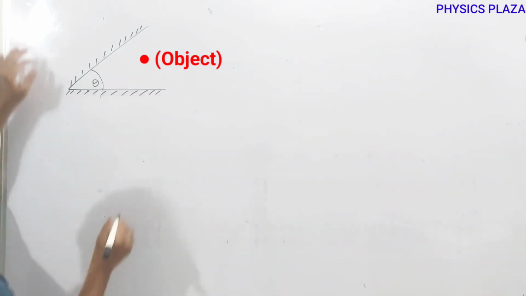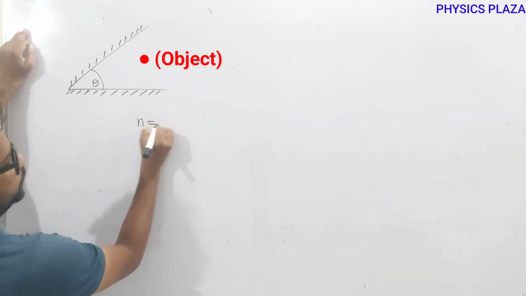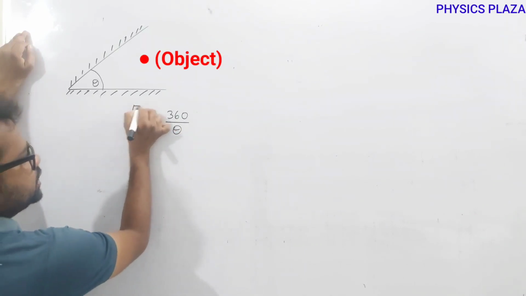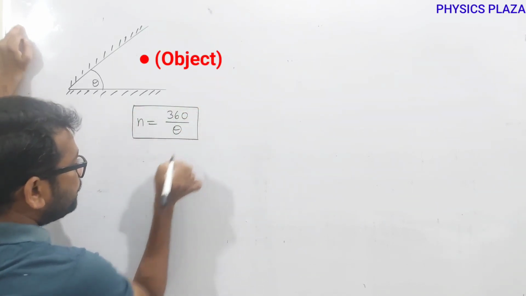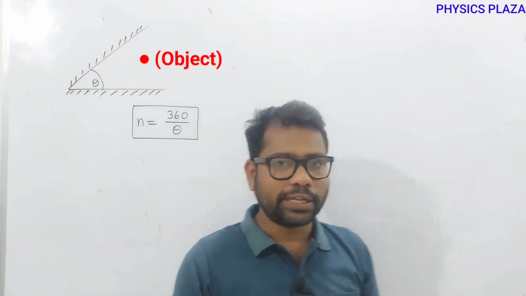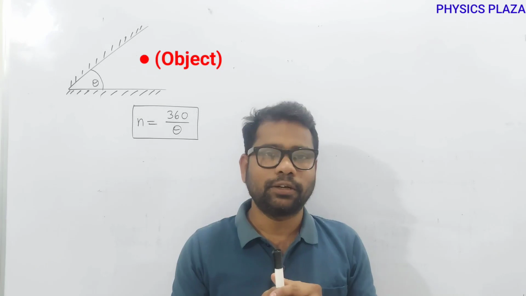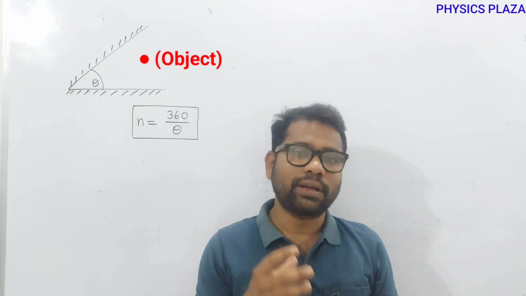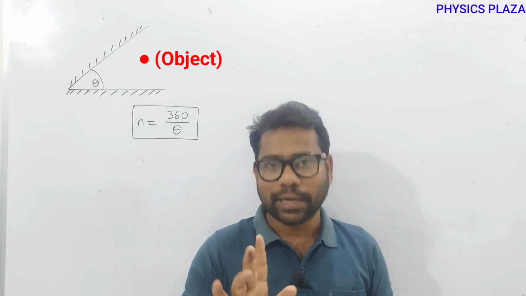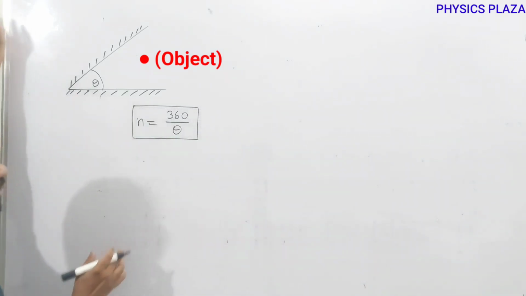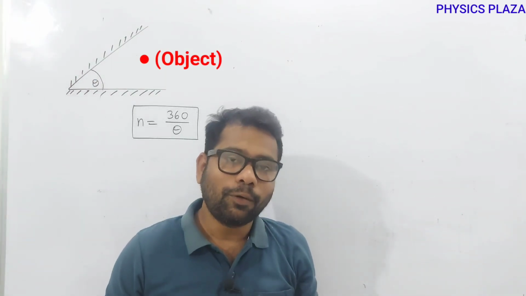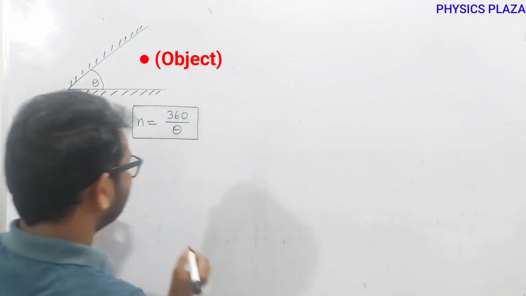Children, here the number of images formed, n, is equal to 360 by theta. But many students will have confusion here. My advice is that you go to the textbook, especially of ICSE class 9th, and first watch this video, then go through it, and definitely you will get clarity. As n is equal to 360 by theta, n can be an even number or n can be an odd number. Let us see, it's very important.